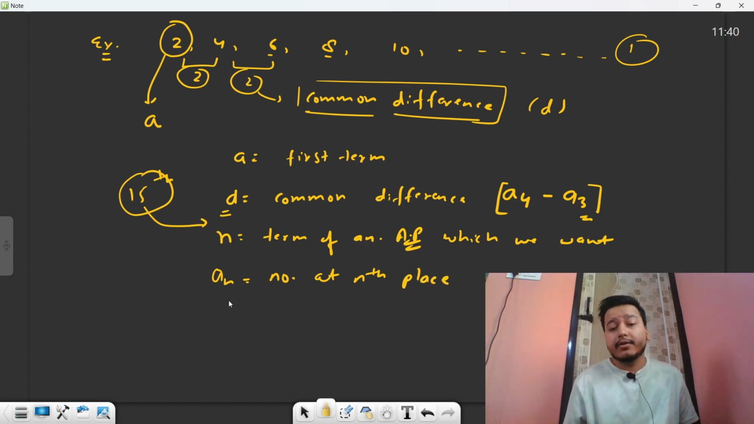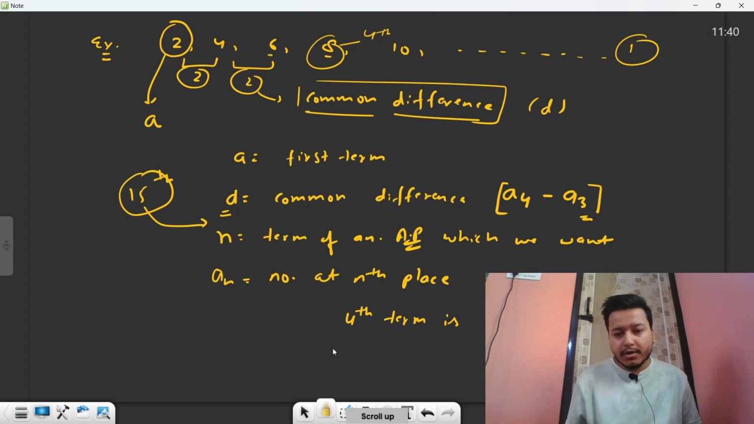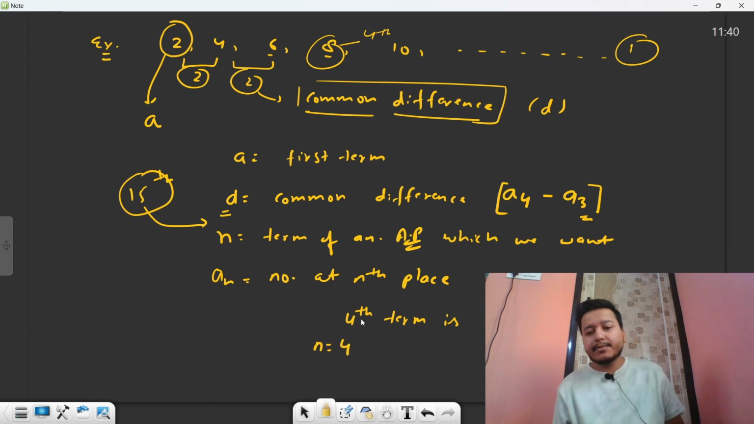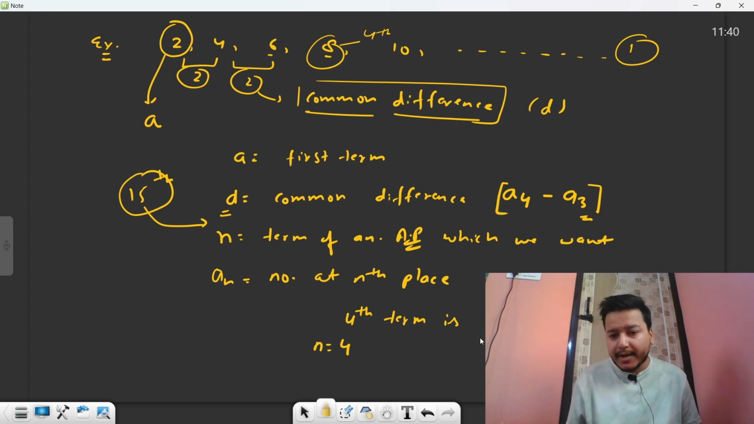This will be called an. For example, in this AP, the fourth term is 8. So what is the position of the term? The position is fourth. So here n is 4. This is the fourth position: first, second, third, fourth. And what number comes at the fourth position? The number 8 is coming at the fourth position. So an will be 8.